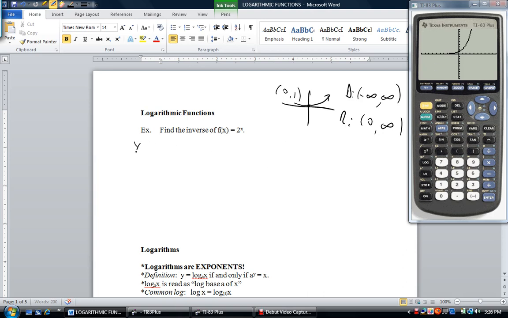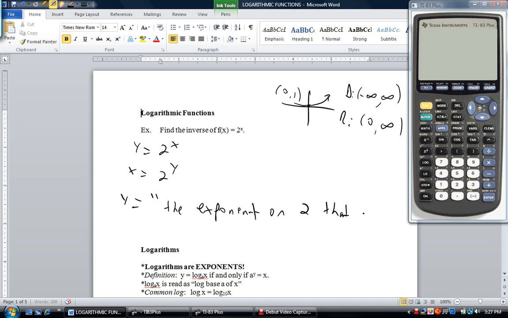That means we're going to replace f of x with the y. We're going to interchange the x and the y's. And we're going to solve for y. Interesting. What does y equal? Y is the exponent. So what is the answer? Well, we're going to say it like this for now. Y is the exponent on 2 that yields x.